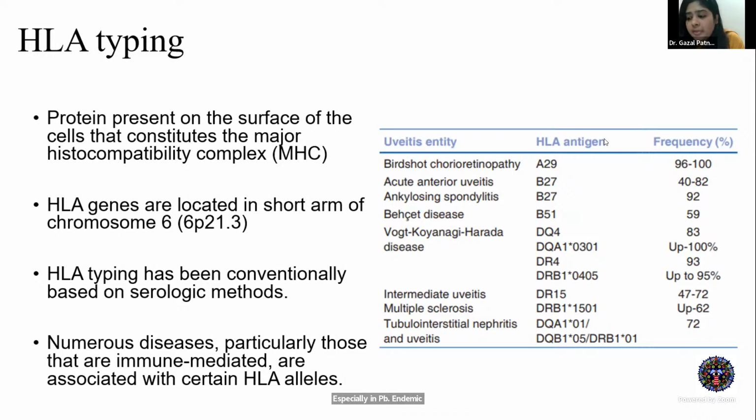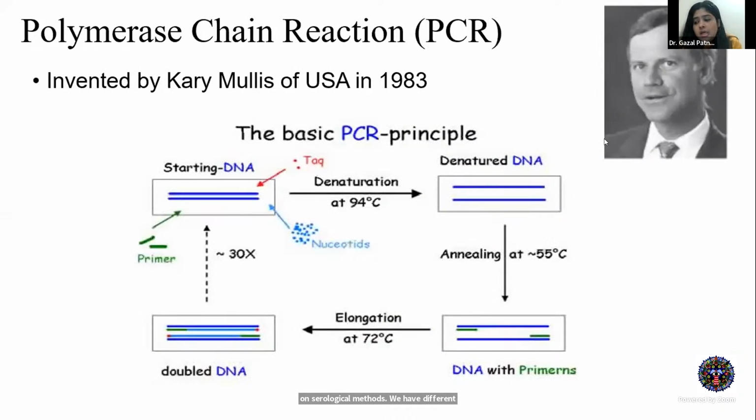Coming to HLA typing, it is a protein that is present on the surface of the cells that constitutes the major histocompatibility complex. These are located in the short arm of chromosome 6 and have conventionally been typed based on serological methods. We have different HLA associations in various diseases as highlighted here.